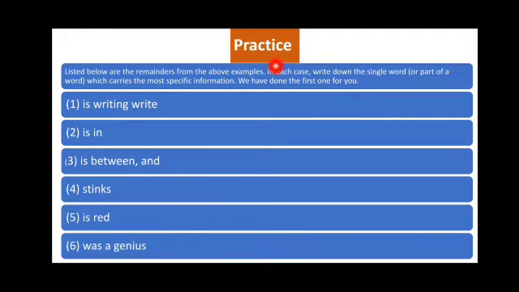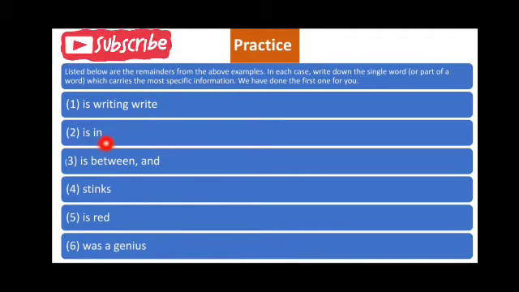Here we have some more practice. Listed below are the reminders from the above example. In each case, write down the single word or part of word which carries the most specific information. We have done the first one for you. So the first example we have is writing. In is writing, the word which gives us the specific information is the word write. Even if ing and is are not there, the concept would be given by the word write.